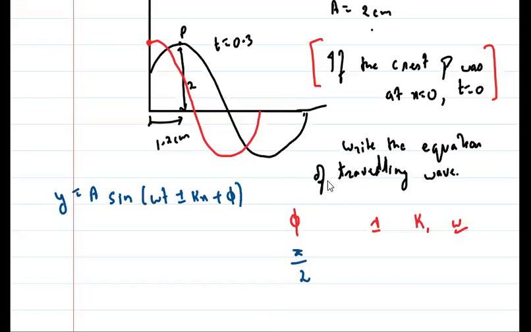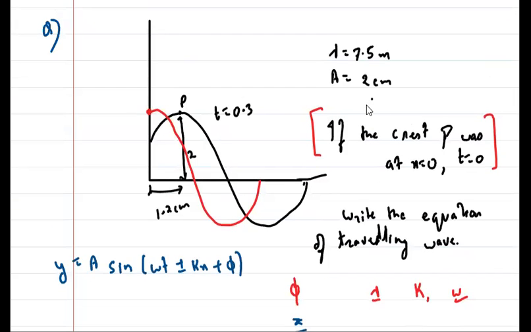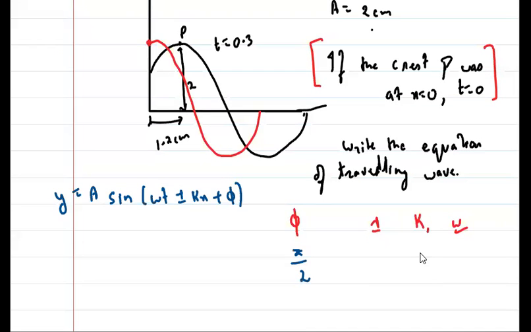Now, lambda is already given. Lambda is 7.5. And we know that k is equal to 2 pi by lambda. So k we know, yes or no? Tell me, yes or no? Okay? So these two should have been done easily. K and phi must have been found by everyone.